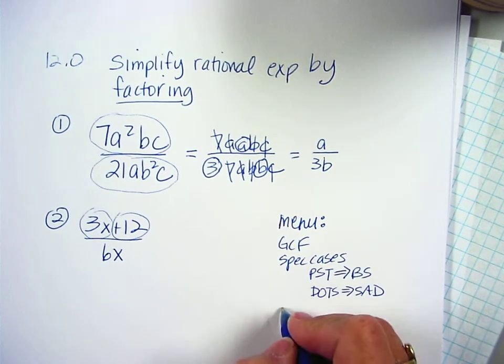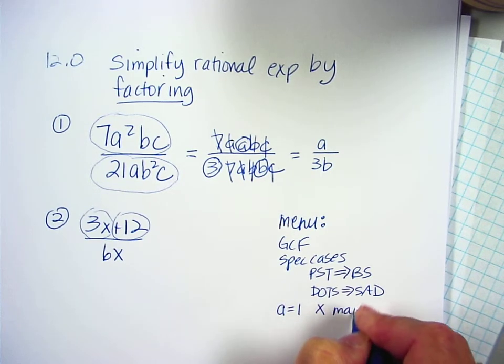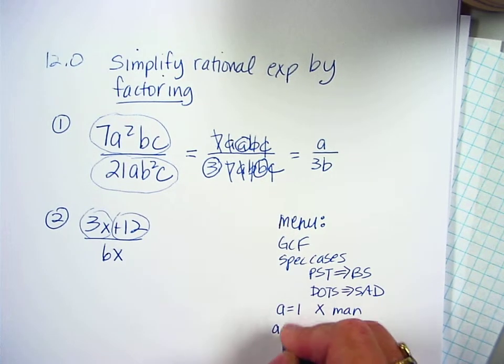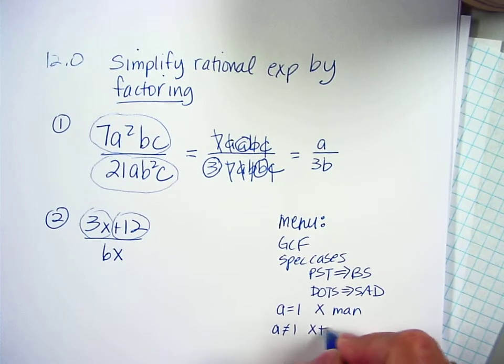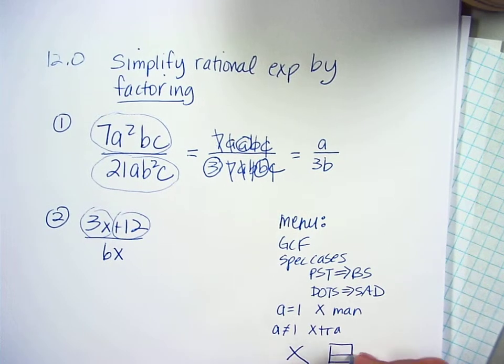Then I'm going to look at a, and if a equals 1, I'm going to do x-man. And if a does not equal 1, I'm going to do extra x-man, which means I do x-man and then I do the Punnett square and look for my GCFs.